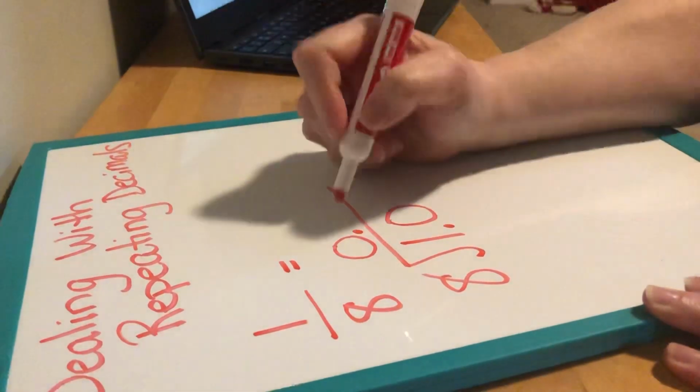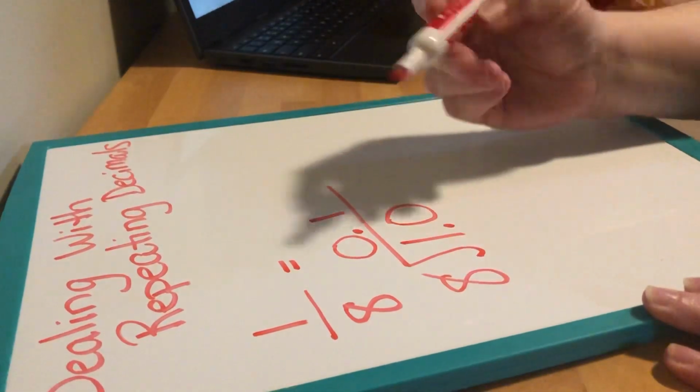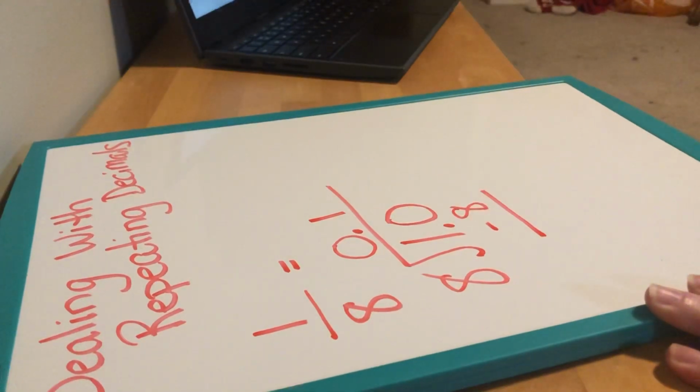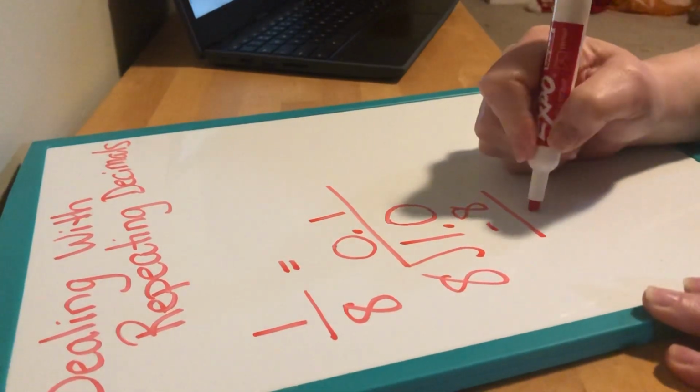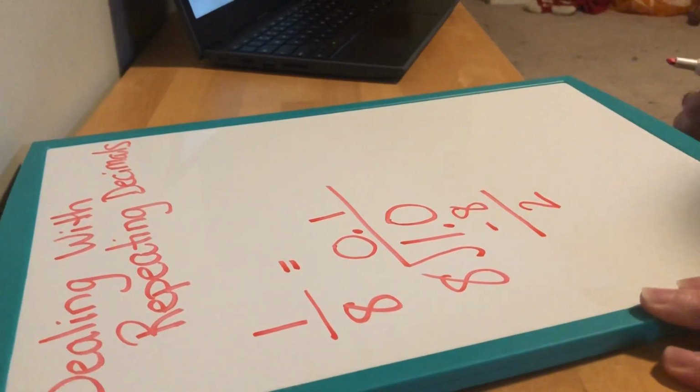Well, it can go in 1 time. So I'm going to put a 1 up there. 8 times 1 is 8, and I'm going to subtract. 10 take away 8 is 2. I haven't hit a 0 yet, so I need to keep going.